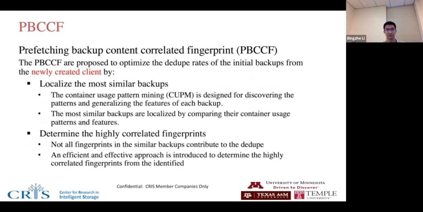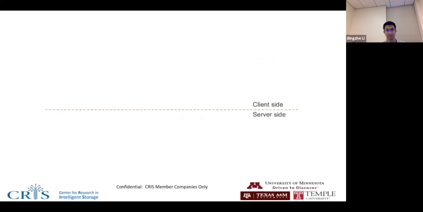PBCCF is proposed to optimize the dedupe rates of the initial backups from a newly created client by localizing the most similar backup and determining the highly correlated fingerprints. Now, let me introduce the design of the PBCCF.